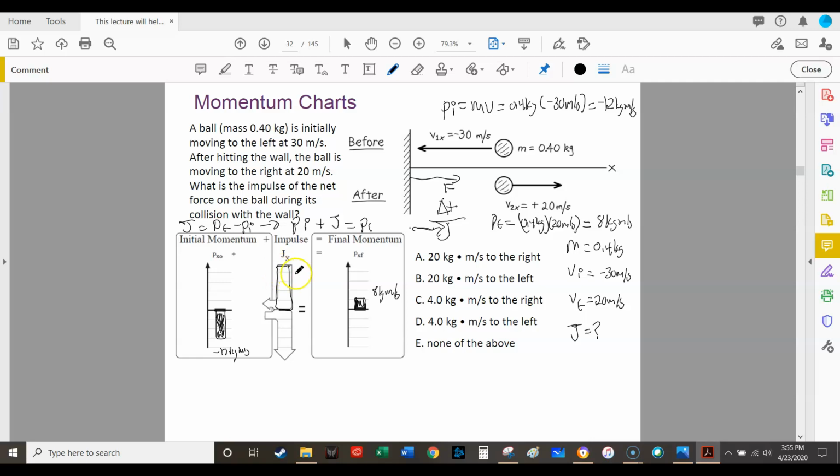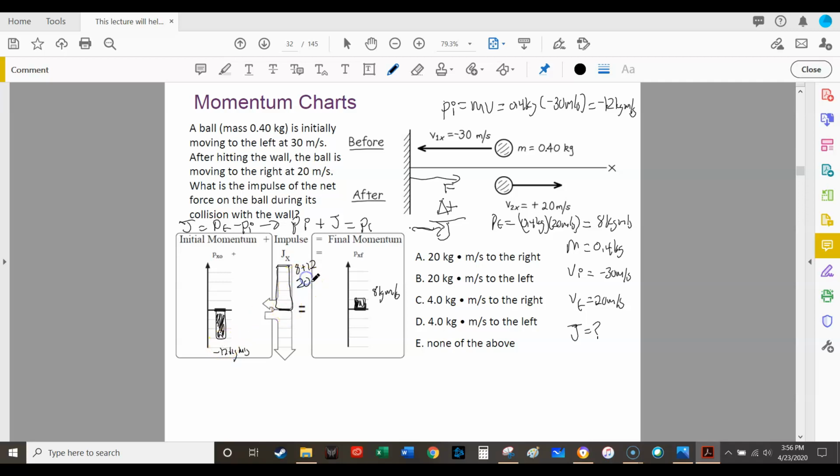And these 4 blocks have to make this negative 12 become a positive 8. Well, how do you do that? Well, you have to add 8 plus 12 to this, right? You've got to nil out this. You've got to add 12 to this negative 12, plus you have to add 8.